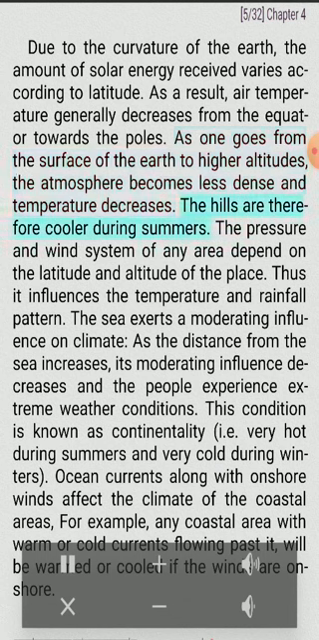The hills are therefore cooler during summers. The pressure and wind system of any area depend on the latitude and altitude of the place. Thus it influences the temperature and rainfall pattern. The sea exerts a moderating influence on climate.